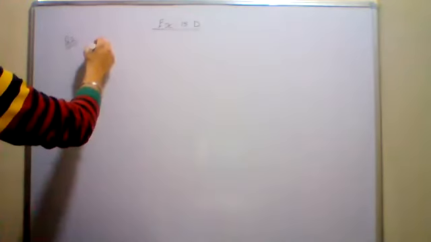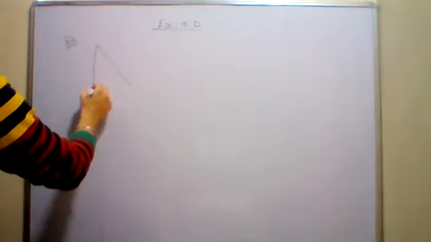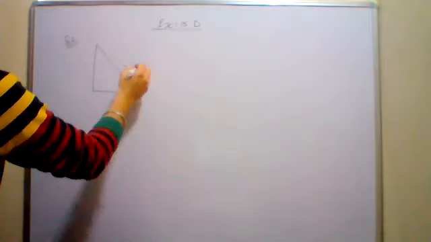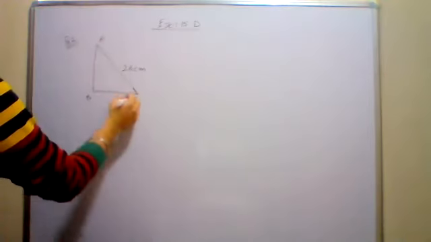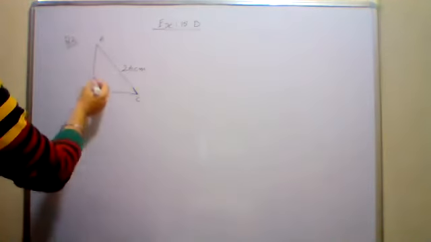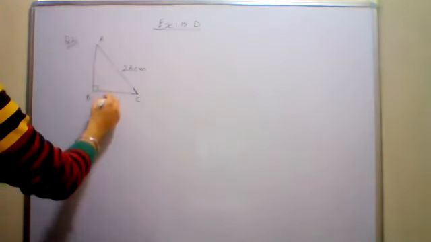Exercise 15D, question number 2. The hypotenuse of a right triangle is 26 centimeters long. If one of the remaining two sides is 10 centimeters long, find the length of the other side. So in this question, the hypotenuse of a right triangle is given. This is the right triangle. The hypotenuse is 26 centimeters, and one of the two remaining sides is 10 centimeters.